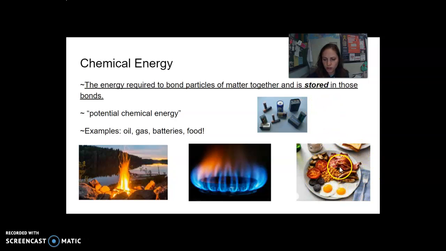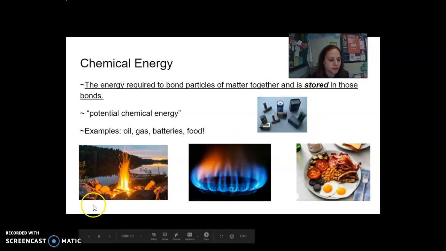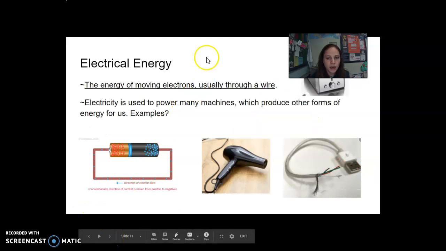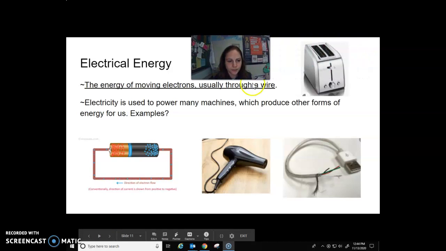And here's a wonderful looking breakfast over here. That breakfast doesn't do you any good until it's in your stomach and your body has started to break it down and get the energy from the food into your cells so that you can then change that energy into something else. Next one is electrical energy.